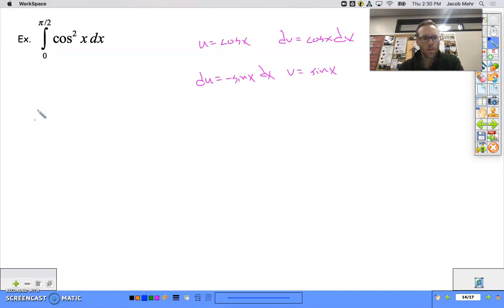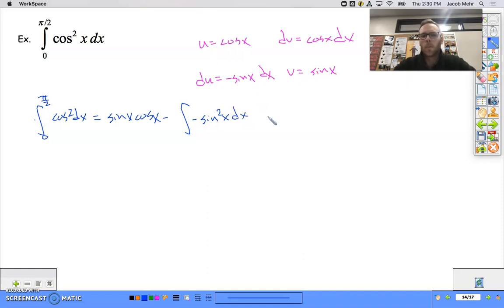Okay, so let's get this going. This is equal to, I'll start with the original here, 0 to pi over 2 cosine squared of x dx. Alright, u times v, sine of x cosine of x, I like that, minus the integral of v du. Now notice this is negative sine squared, sine times sine. Alright, how do I feel about that? Might feel like we didn't get anywhere, because now we have a sine squared instead of a cosine squared.